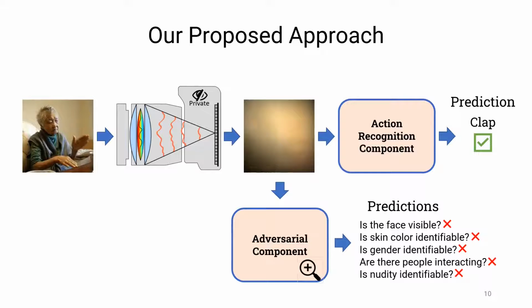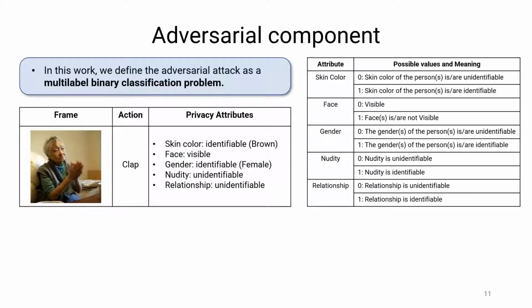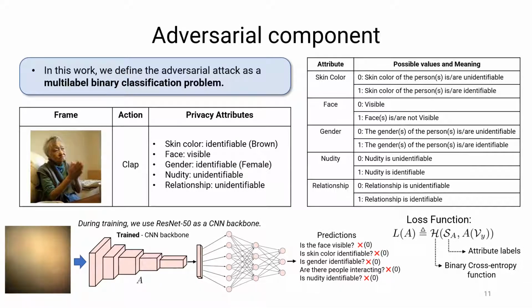Finally, let's zoom into our adversarial component. In this work, we define the adversarial attack as a multi-label binary classification problem. Specifically, each video frame has one or more private attributes including skin color, face, gender, nudity, and relationship. Therefore, we train a convolutional neural network that takes a private video as input and tries to identify the corresponding private attributes. We also use the cross-entropy loss function to train the attribute estimator network.